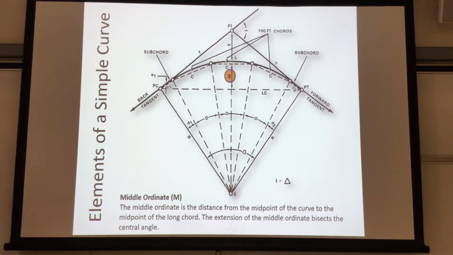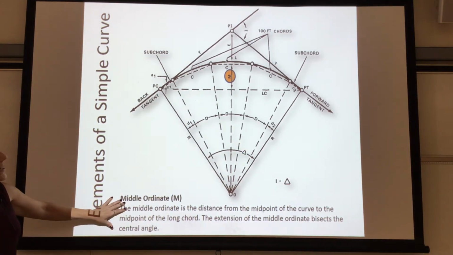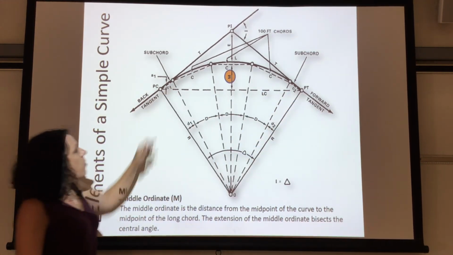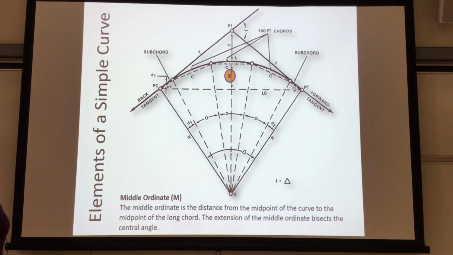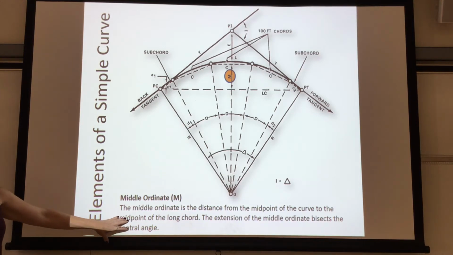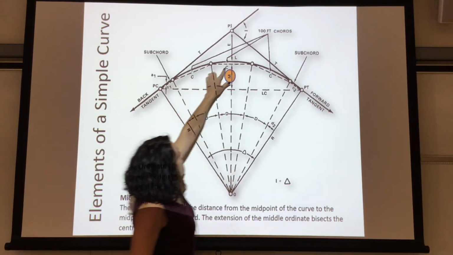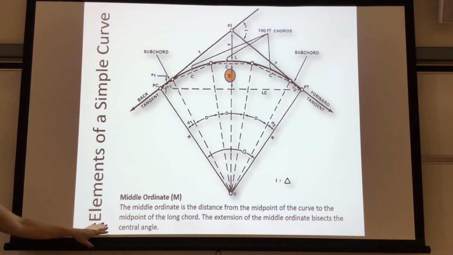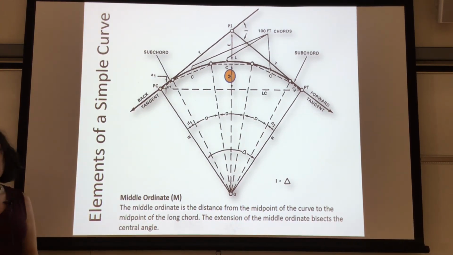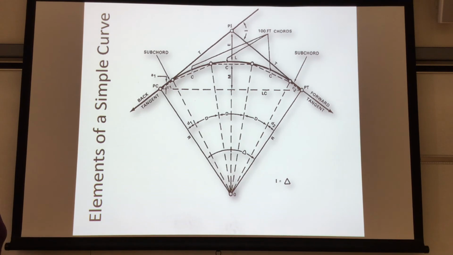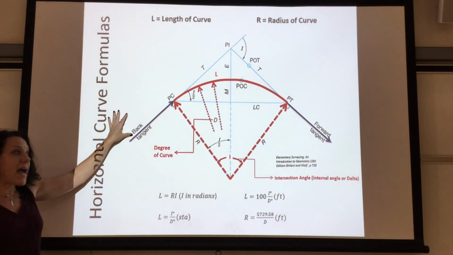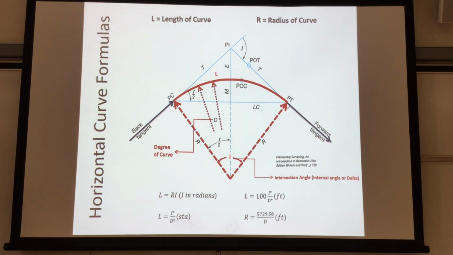Okay? The M is the middle ordinate. So if I draw a straight line for my long chord, the middle ordinate is the distance from the midpoint of the curve to the midpoint of the long chord. The extension of the middle ordinate bisects the central angle. Okay? Now, I'm going to pause here and then we're going to go over some of the math on how the horizontal curve formulas work.